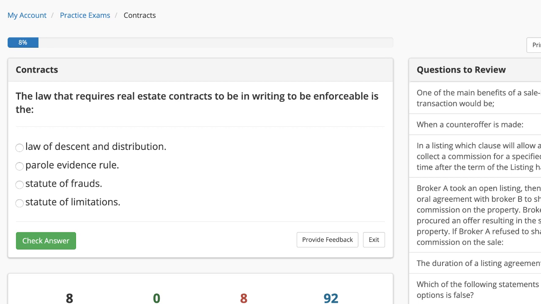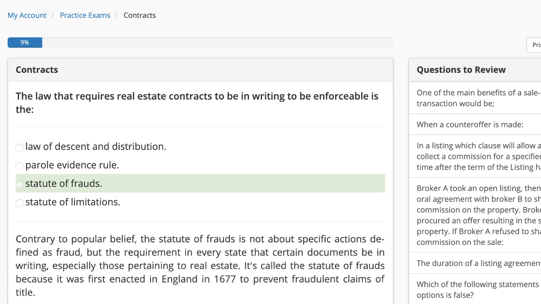Okay, moving along. The law that requires real estate contracts to be in writing to be enforceable is the A, law of descent and distribution, B, parole evidence rule, C, statute of frauds, D, statute of limitations. I will read that question again. The law that requires real estate contracts to be in writing to be enforceable is the, and the answer is C, statute of frauds.